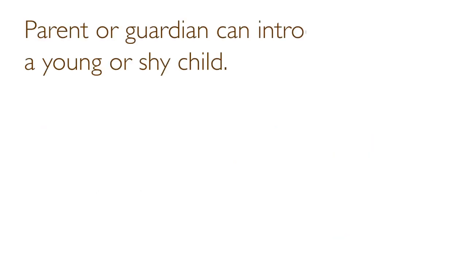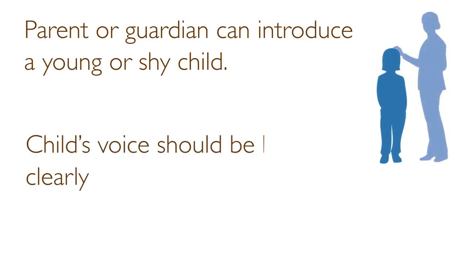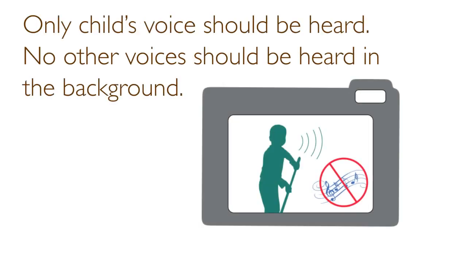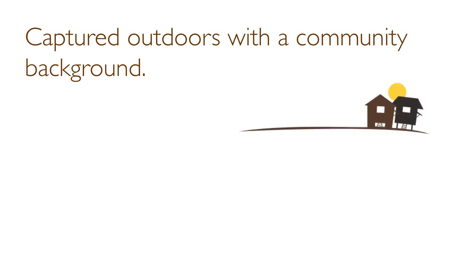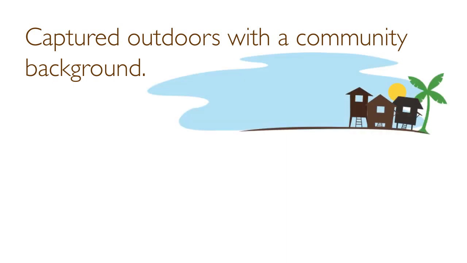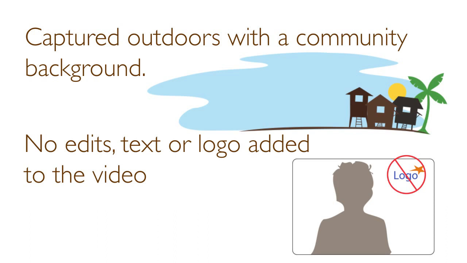The parent or guardian can introduce a young or shy child. The child's voice should be heard clearly. Only the child's voice should be heard. The video taker's voice or other voices should not be heard in the background. The video should preferably be captured outdoors with a community background, avoiding locations where the child's voice will be drowned out by wind or noise or when the sun is shining directly in the child's eyes causing the child to look distressed. There should be no edits, text or logo added to the video.